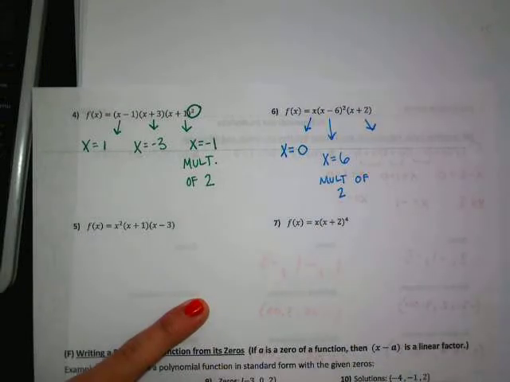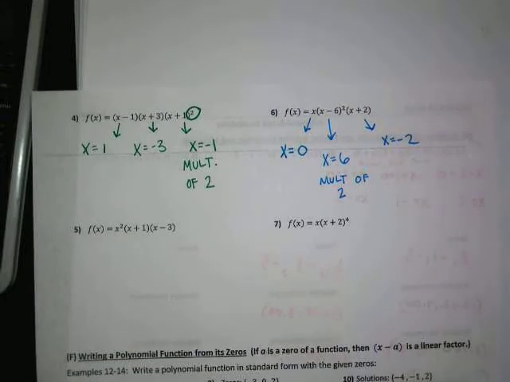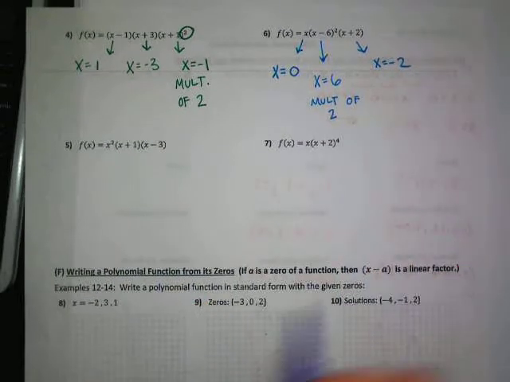And then what about this guy? -2. Does that one have a multiplicity? No. Drop down to 7. Any questions so far? Okay.